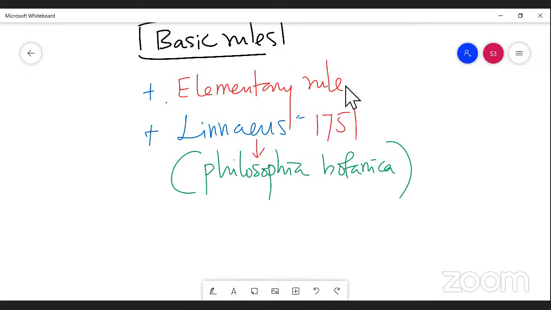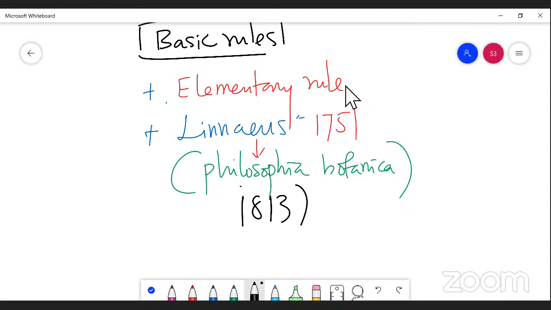International Code of Botanical Nomenclature. Philosophia Botanica is a textbook published by Carolus Linnaeus in 1751, who reported the elementary rules then, but later the rules and regulations or recommendations of ICBN were published in his textbook in the year 1830. That textbook describes the classification of plants, in which naming of a plant is described in a very detailed manner, right?